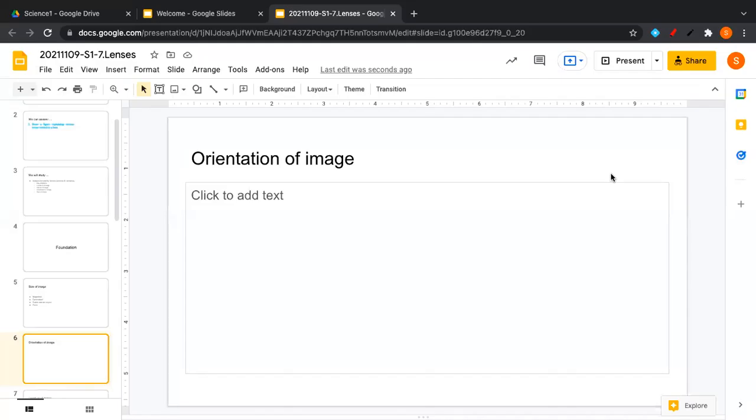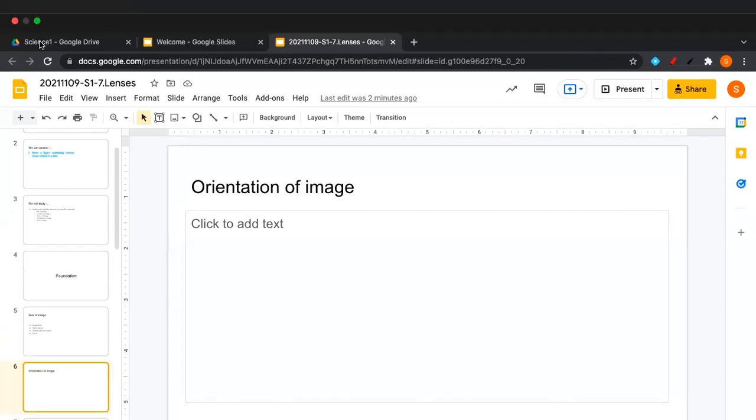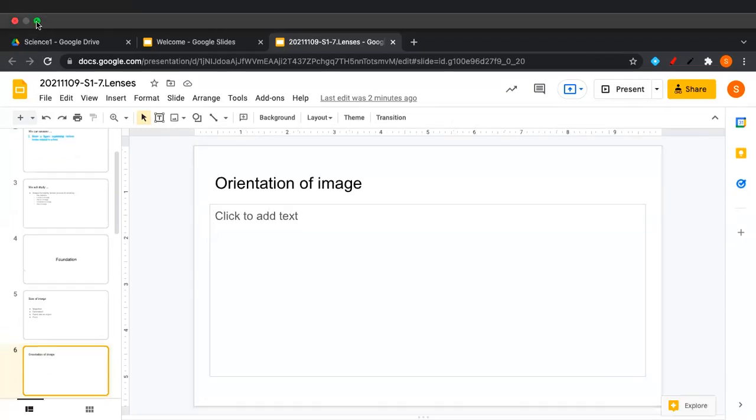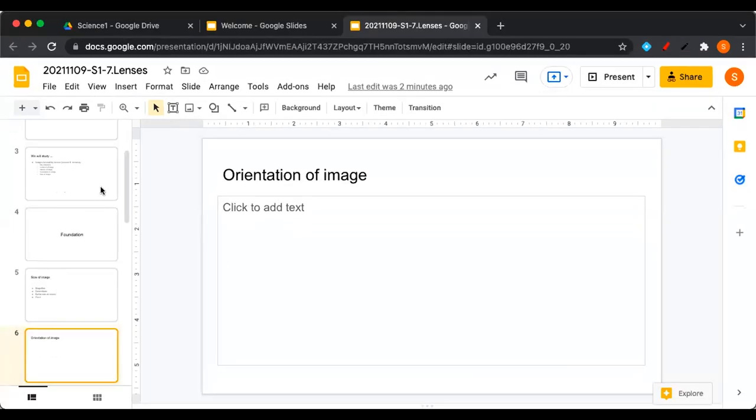Next is orientation of the image. Guess, I think I did not use this term, this word last year, but I'm sure you will be able to tell me. Orientation of the image. What are the possibilities? क्या हो सकता है? I hope you are able to see the screen. Orientation of the image.